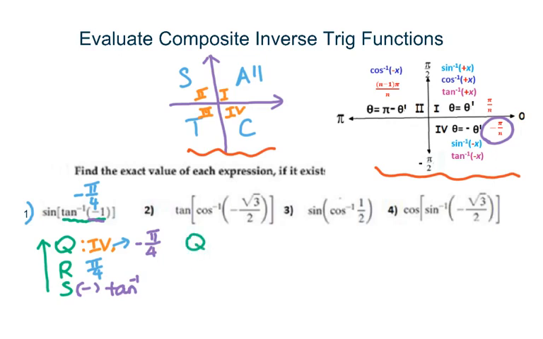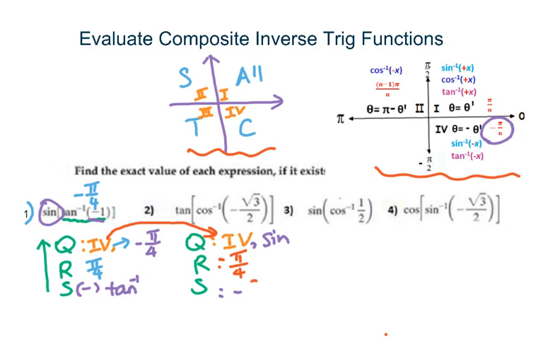This time we go to QRS. Quadrant, we carry on the quadrant from here, that's fourth quadrant. So we got the fourth quadrant. Reference angle still the same, pi over 4. But which function are we looking for? That's sine. So we go to all students take calculus. Sine in the fourth quadrant will be negative.